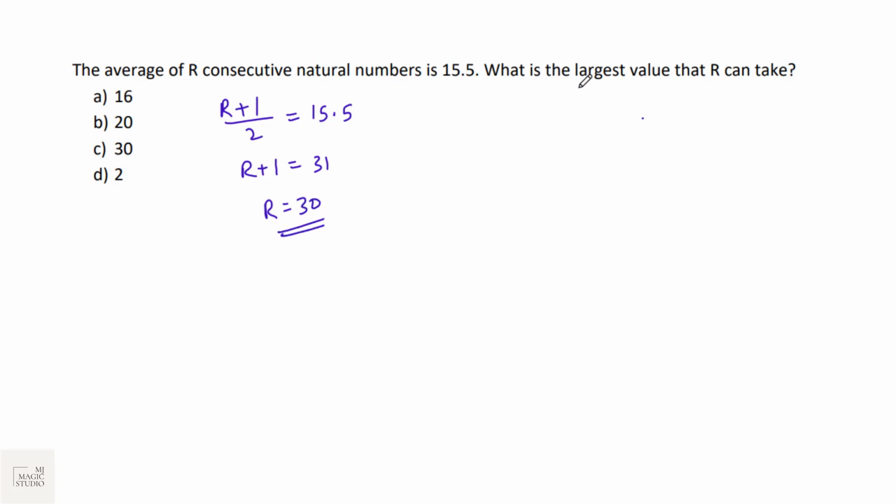Now they are asking what is the largest value that r can take. Out of the given options, largest value is 30 and we know that is 30. So if we take 1 to 30, its average would be 15.5. Largest value that r can take is 30. Option C is the pick.